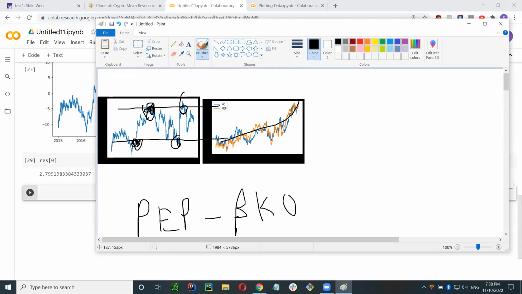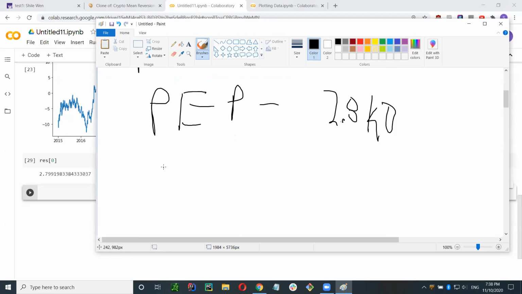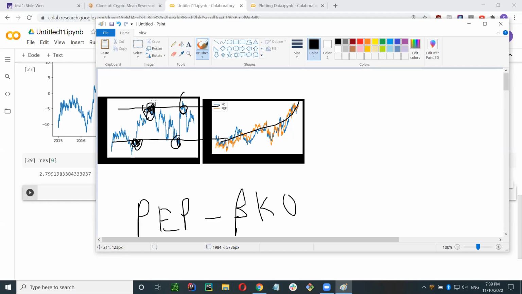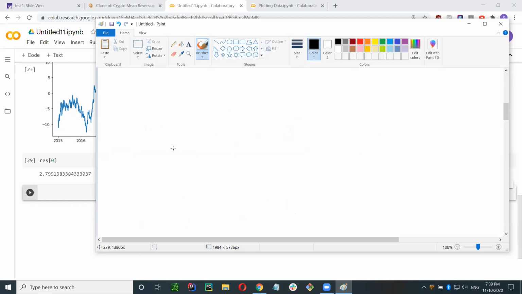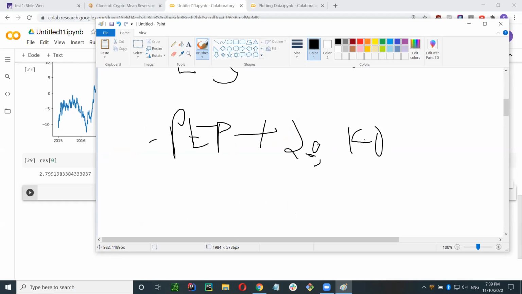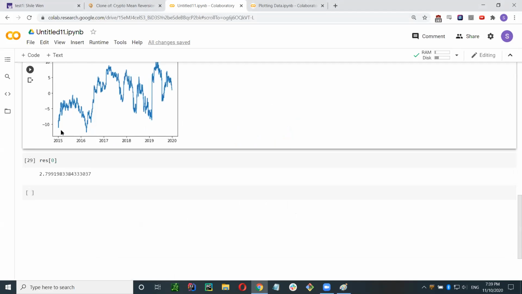But then when we get up here, we would want to reverse this portfolio. So we're going long here, long, short. When the portfolio goes up here, we want to reverse our portfolio and sell it. So we do negative PEP plus 2.8 KO. Hopefully that makes sense.